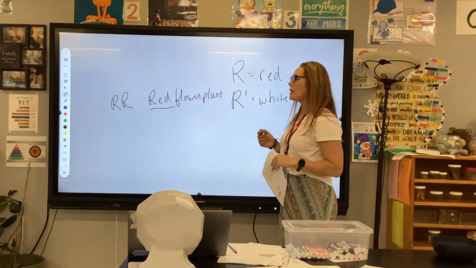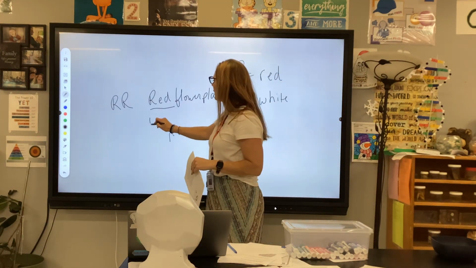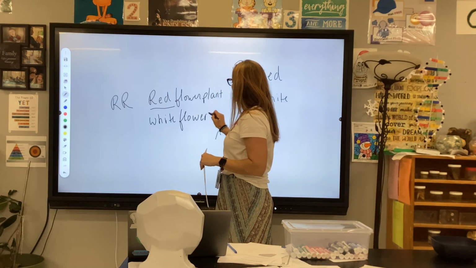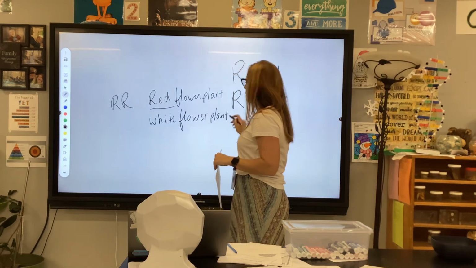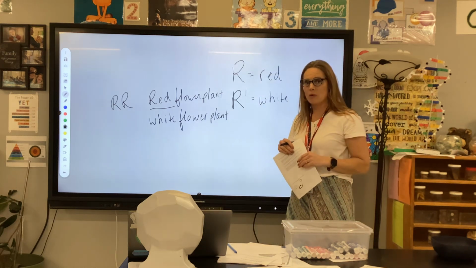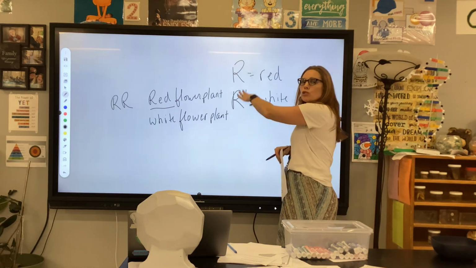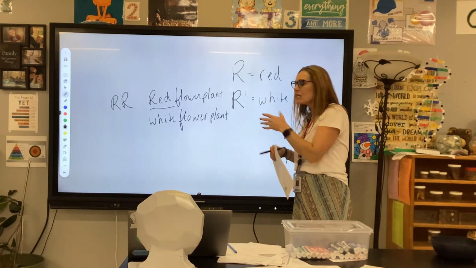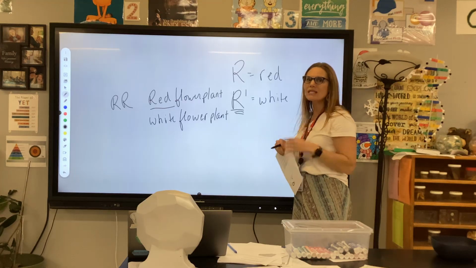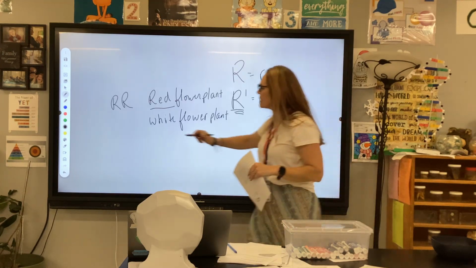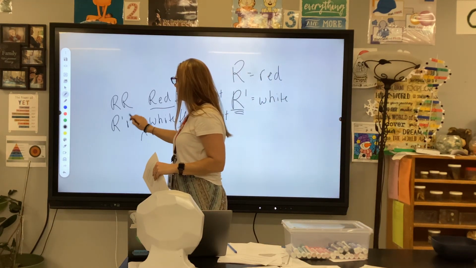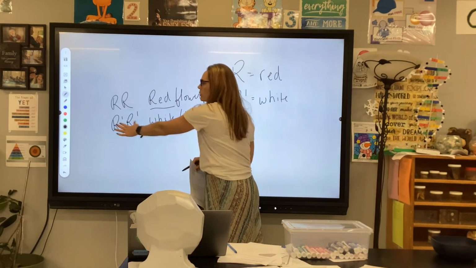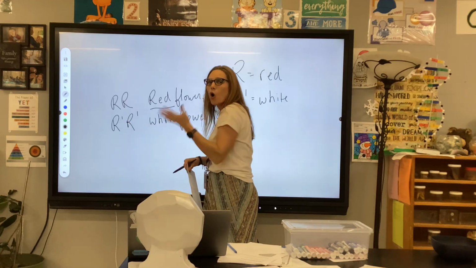Now, what about if we had a white flower plant? So if your question says, hey, we're going to cross something where one of them is a white flower plant. Okay, well, remember, when these two blend, we're getting pink. So in order to be white, both of my alleles have to vote for white. So in that case, it would be this. Right? So that's the only way you're going to get red right here. The only way you're going to get a white flower is to be homozygous.